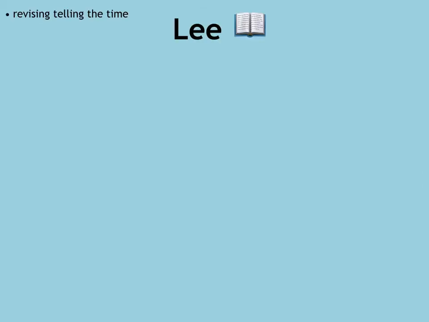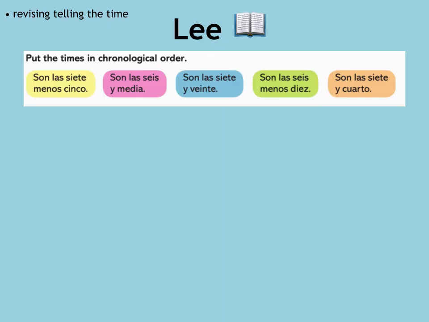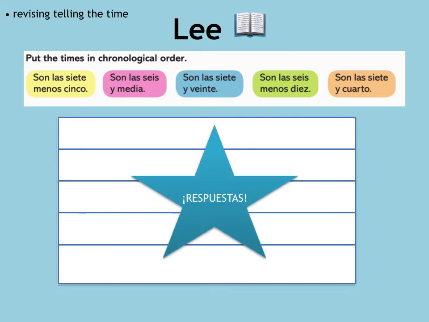Okay, we're going to revise telling the time. A bit of reading. Put these times into chronological order. Chronological means put them from earliest through to latest. Okay? Pause the recording to give yourself time to do that. Muy bien, vale. Las respuestas, the answers.